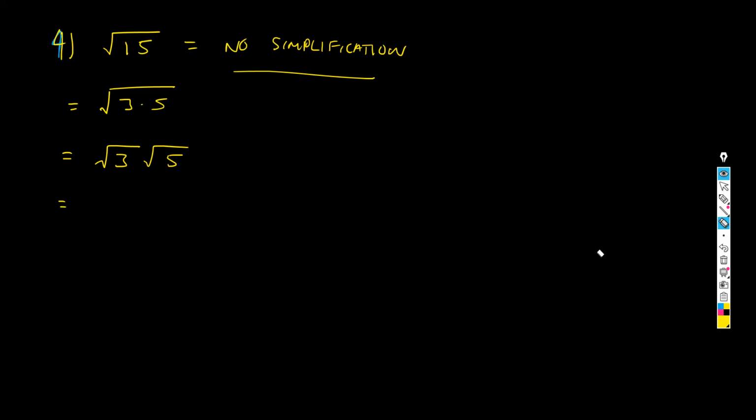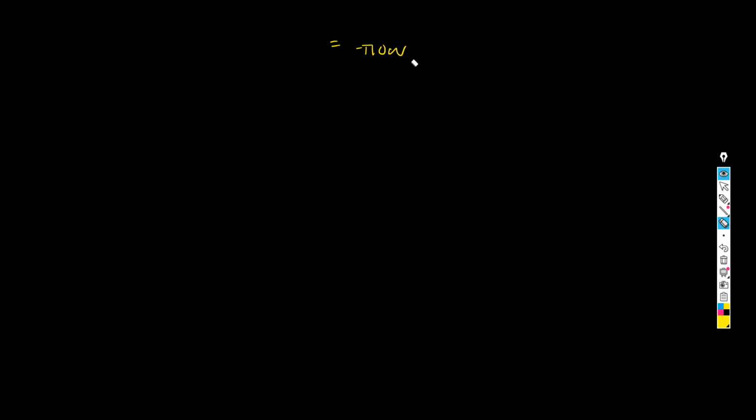Okay, so that's how simplification of radicals works. Now let's go to addition and subtraction of radicals.